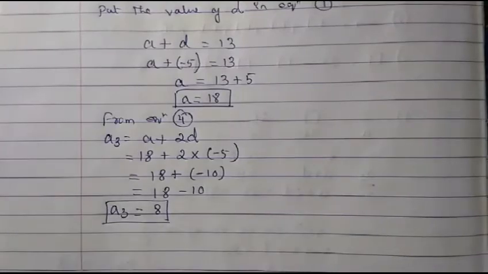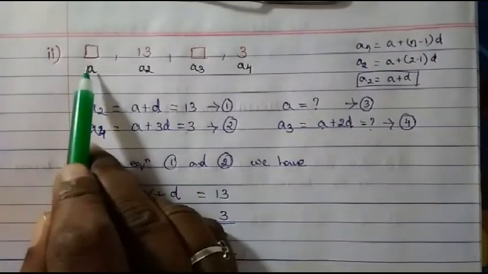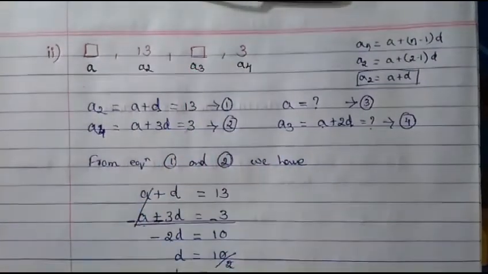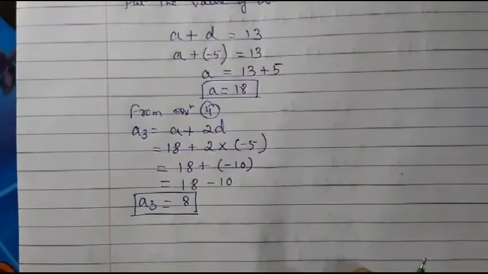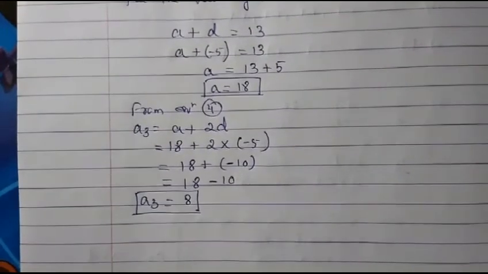So we found out the A value and then the A3 value. So now let's see the third sum quickly.